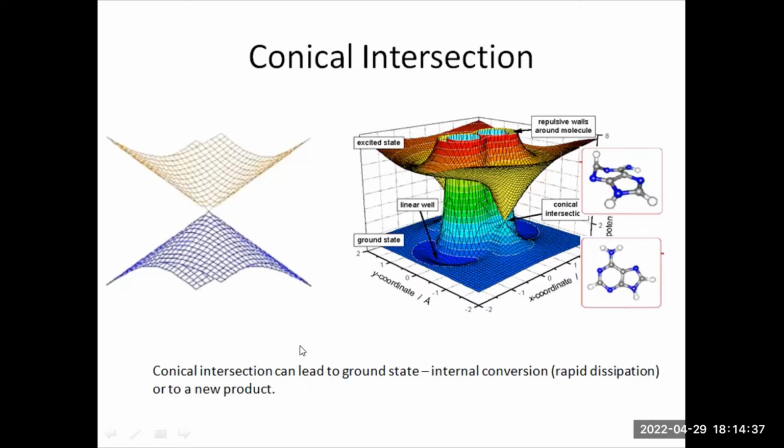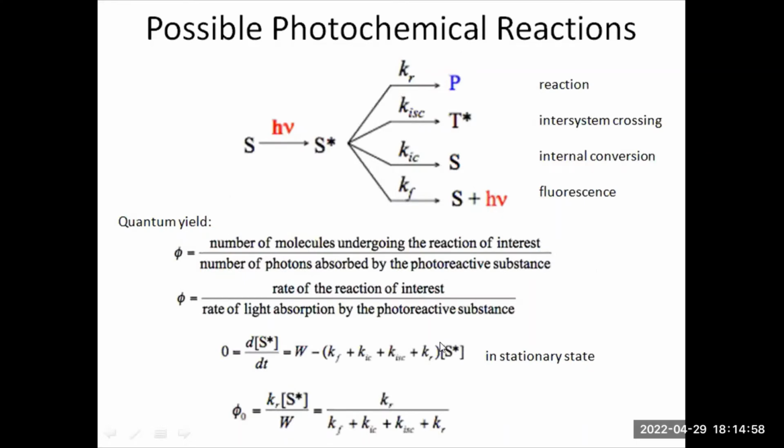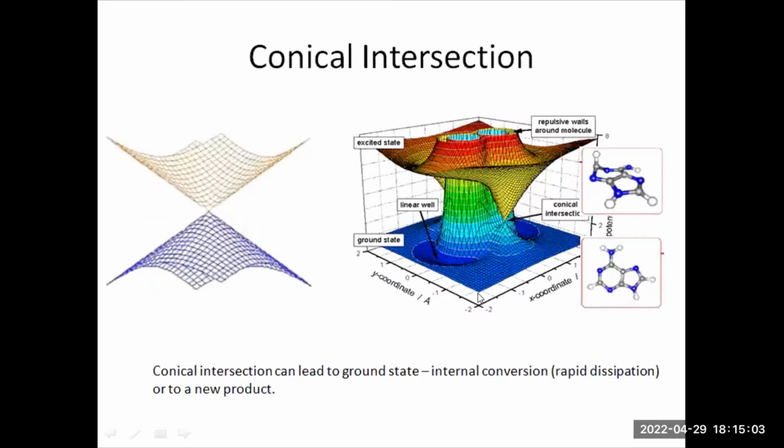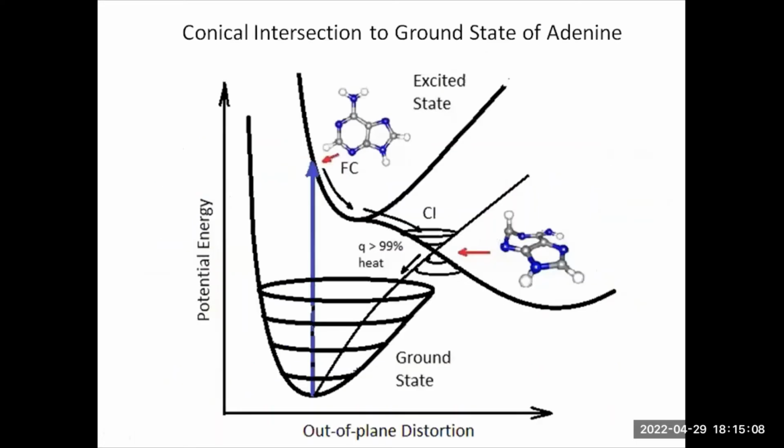So then the conical intersection can lead to the ground state through internal conversion. It's rapid dissipation of the electronic excitation energy or into a new product. And what defines which way it goes, to the internal conversion or to a different product, depends on the quantum efficiencies for those. As I mentioned in the previous slide, we determine the quantum efficiencies for those possible channels or different reactions. So, for example, the case of conical intersection to the ground state for adenine.